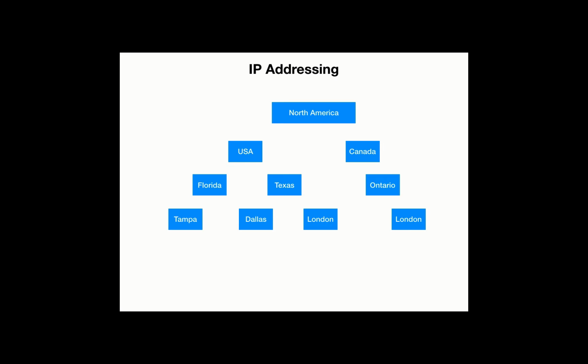By the way, there is a London in Texas, there is a London in Tennessee, there is a London in Kentucky, there is a London in UK, and there's a London in Ontario. So the thing that I'm doing here is I assign the code 1 to North America, code 1 to Canada, Ontario, and London, the London in Ontario. For USA, the code I'm using is 10, Florida 111, Texas 35, Tampa 1, Dallas 2.